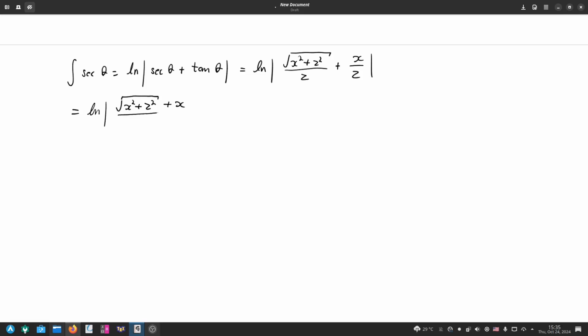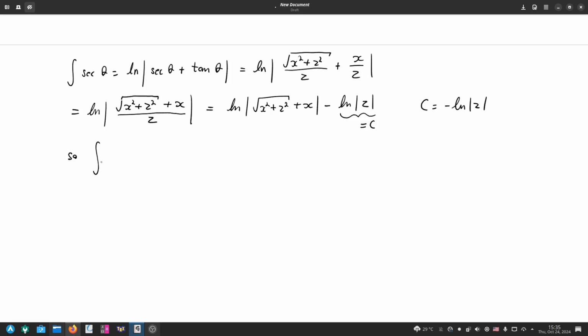Common denominator, so we can simplify. And here we apply a logarithm property. The log of a quotient equals the log of the numerator minus the log of the denominator. Notice that we are dealing with an indefinite integral, so guess who is this constant term on the right? Yes, it is our constant c. And here is the indefinite integral of the secant of theta in its full glory.